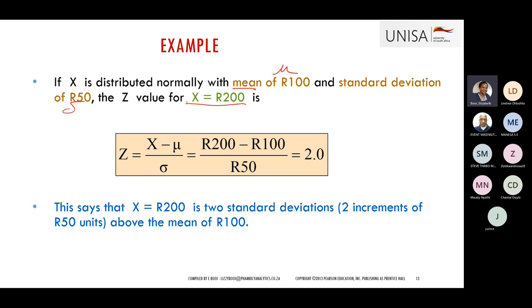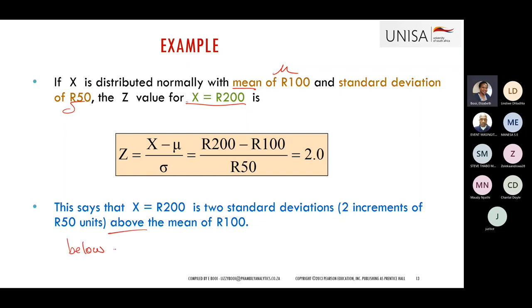Then, to interpret this, the x value of 200 is 2 standard deviations above the mean. If it was negative 2.0, we would say it is 2 standard deviations below the mean. If it's positive, we say it is above.